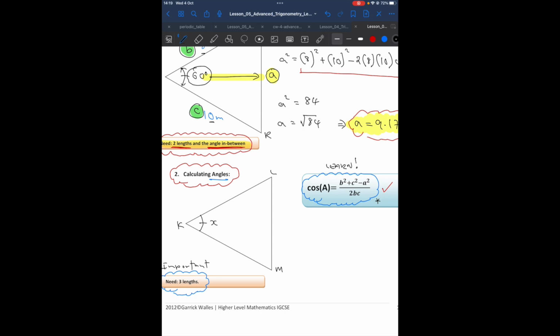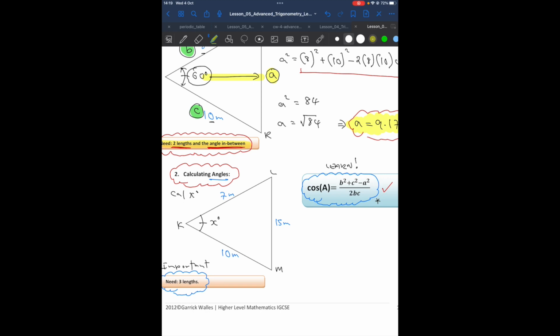And you're asked to calculate an angle. So let's say that we want to calculate this angle X. So the question will be calculate x degrees. And you're going to be given all three lengths in the triangle. So they'll tell you that L to M will be, say, 15 meters. K to L will be, say, 7 meters. And K to M, let's make that 10 meters.